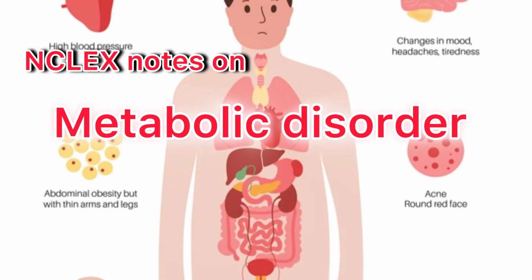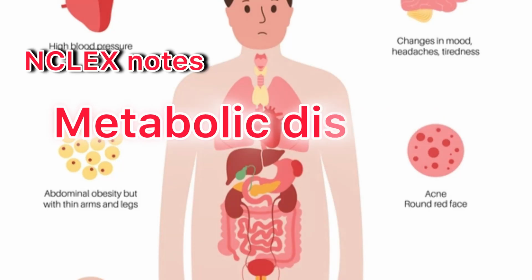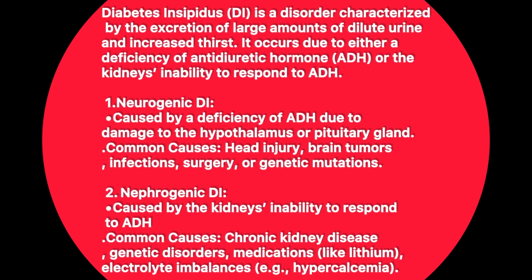NCLEX note on metabolic disorder or endocrine system. Today, let's start with diabetes insipidus. It's a disorder characterized by the excretion of large amounts of dilute urine and increased thirst.